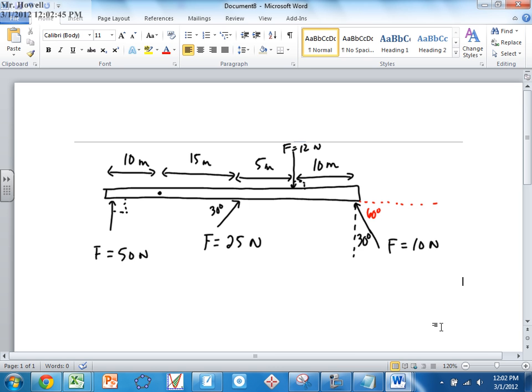Mr. Howe, are we using 30 or 60? Are we combining them both? You got to use the 60. Remember, you always got to use the angle that's with the x-axis. That's a 30-degree angle, that's a 90-degree angle. You got to use the 60, not the 30.